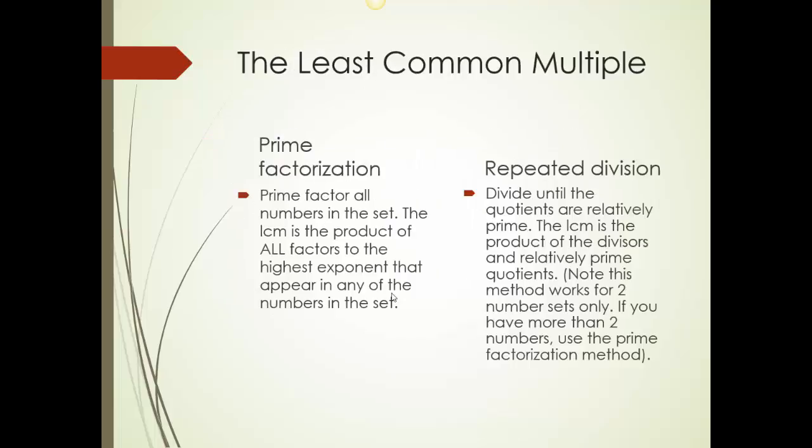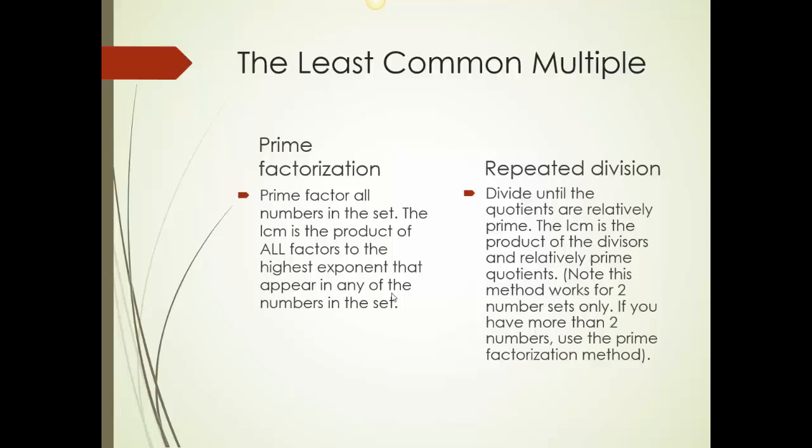Okay. Once again, you have both ways you can do it. You could do prime factorization, so you can prime factor all the numbers, and then the LCM is going to be the product of all the factors. Do you notice I say all this time? And then to the highest exponent that they appear in any of the numbers in the set. Repeated division, again, I'm going to divide until the quotients are relatively prime, and then the LCM is going to be the product of the divisors and the relatively prime quotients.